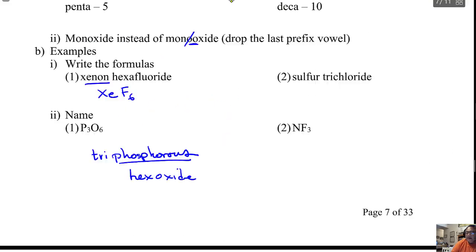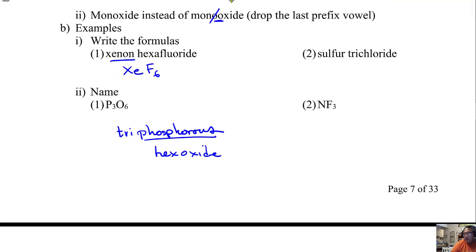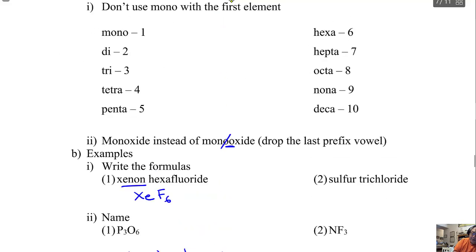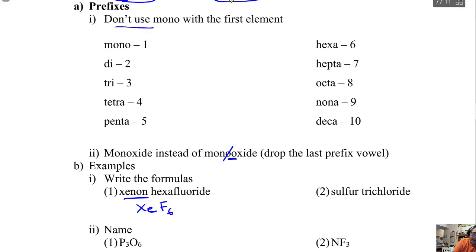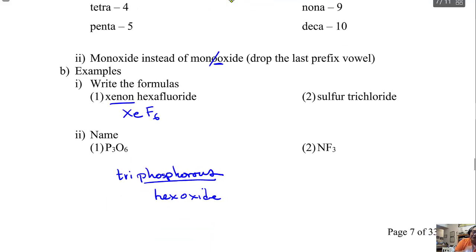So if we see sulfur trichloride or NF3, what I would like you to do is go ahead and write the names. The one warning I will give you is we use this mono prefix, right, only for the second element. So if you have one of the first element, you just ignore it. So go ahead and write the formula for sulfur trichloride and then NF3.